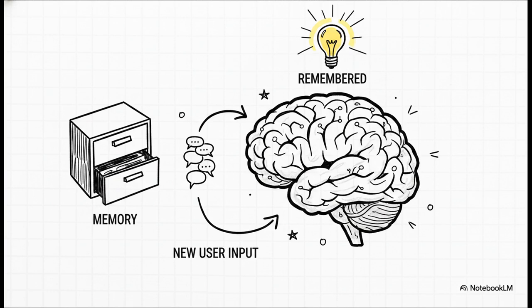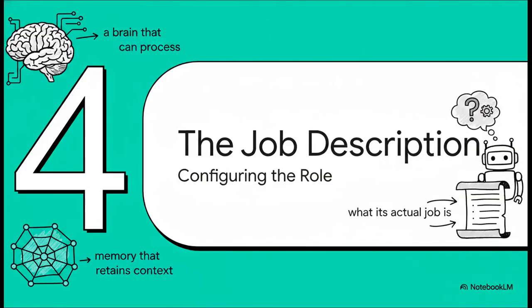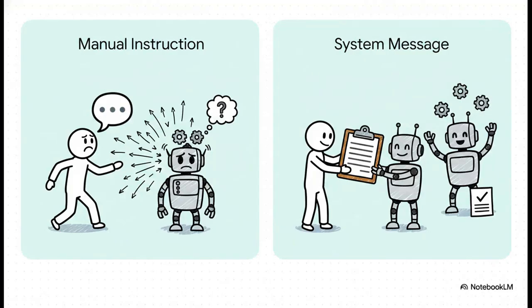Now when you ask, "What is my name?" it checks that package context and confidently answers, "Your name is Kunal." The amnesia is cured. All right, section 4, the job description. This is where we configure the role. Think about a standard ChatGPT-style prompt. You might type, "Please write a professional email." But doing that requires you to instruct the AI every single time you need something.